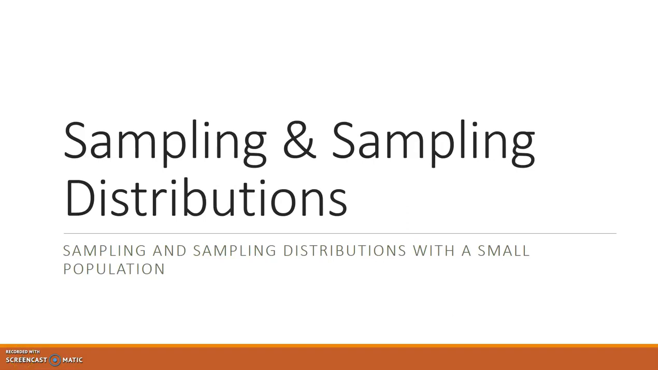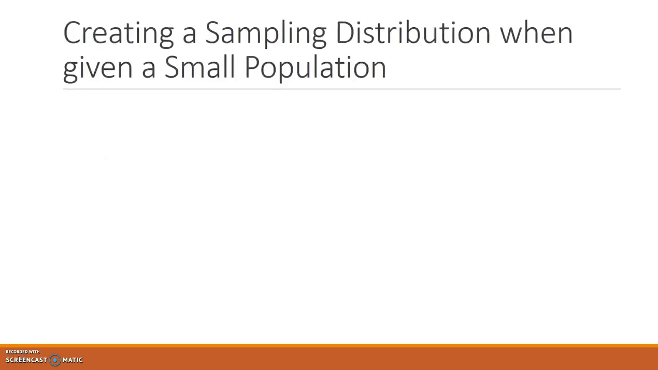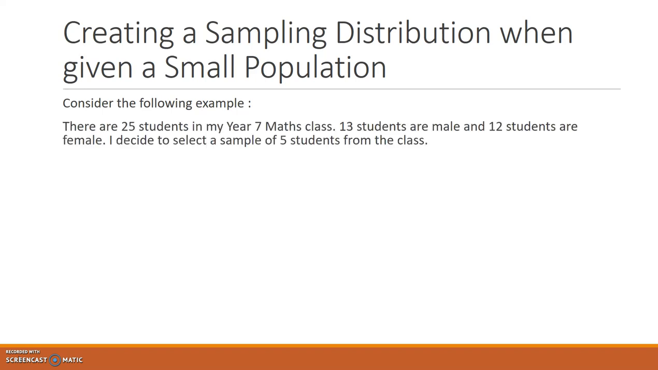Hi everyone. In this video, we're going to look at sampling and creating sampling distributions with a small population. When we're creating a sampling distribution with a small population, it's best to look at an example and how you handle it. So I want you to consider this example.